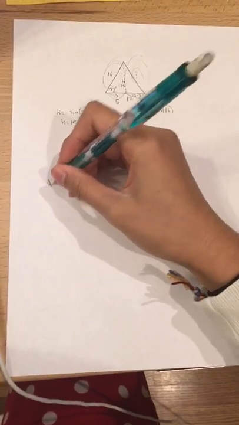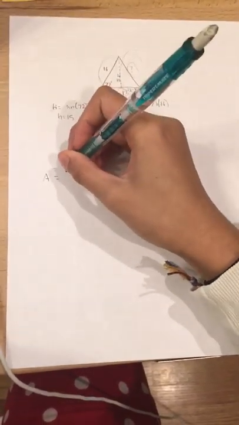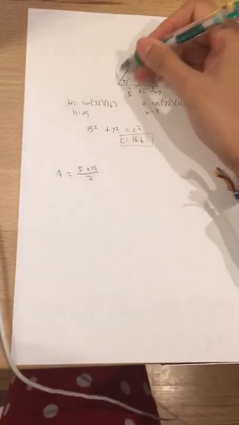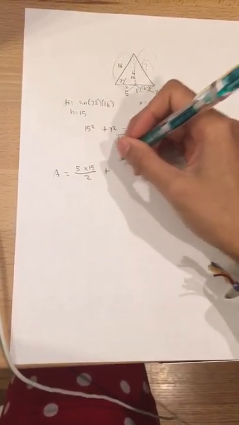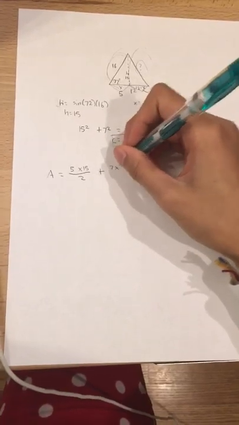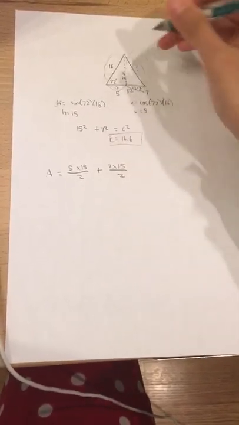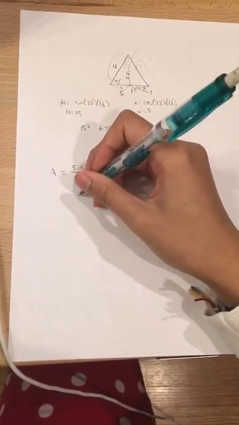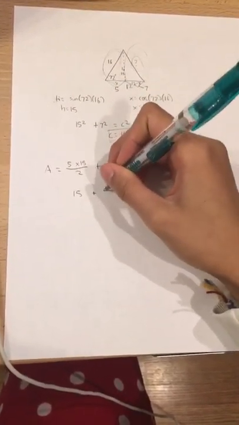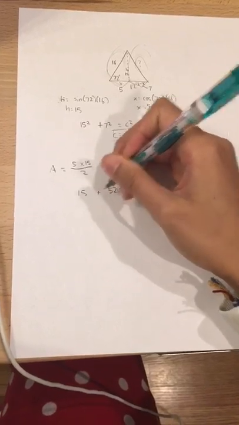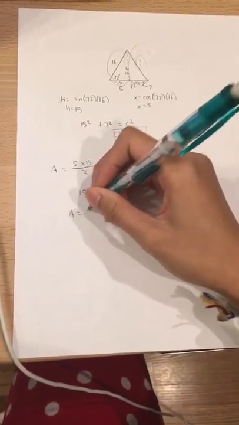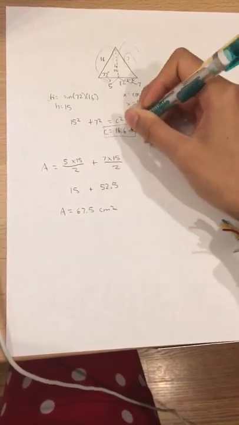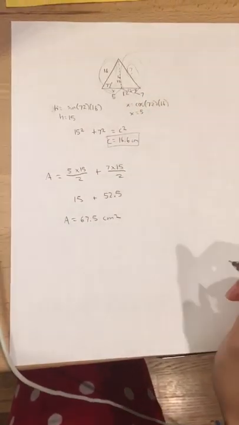And so area equals 5 times 15 over 2, which is this triangle, plus 7 times 15 over 2, which is this triangle, which would make that 37.5 plus 52.5, and area is 67.5 centimeters squared. I'll put that in. Okay, that's it.